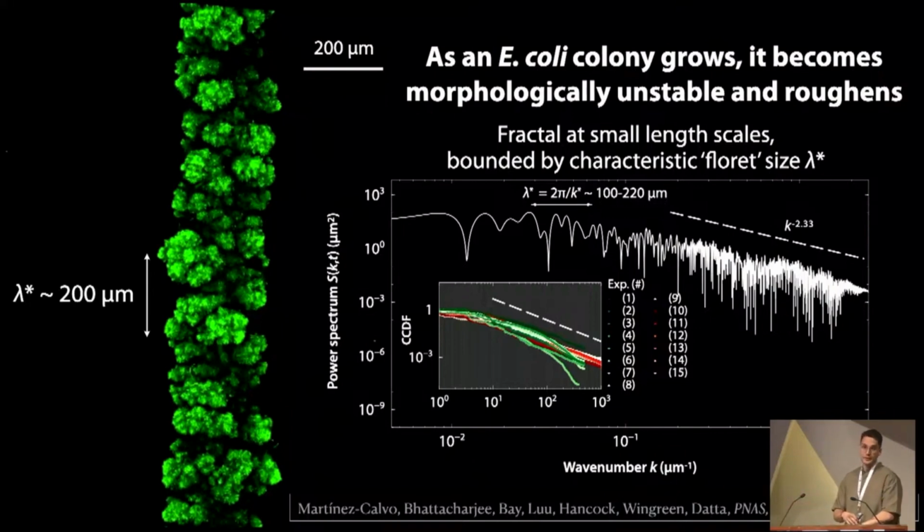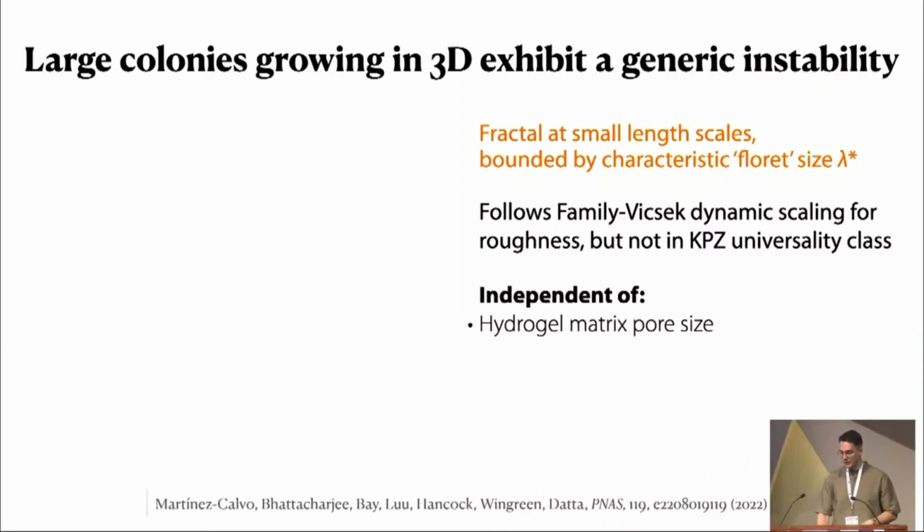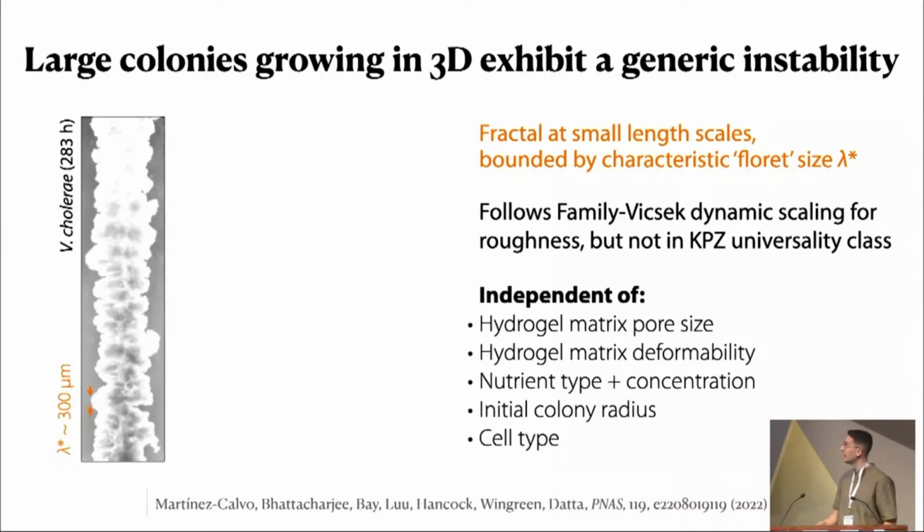We wanted to understand if this was generic across species and environmental conditions. So we performed different experiments just to see if there was something special about being in 3D. We tested different pore sizes, matrix deformability, and also nutrient types, with lots of nutrients or low nutrients, and we always observe the same type of shapes. Even for initial colony radius, beyond a critical size, eventually you lose memory and you always adopt the same type of shape. We also did some experiments with other cells, for instance, Vibrio, which are biofilm formers.